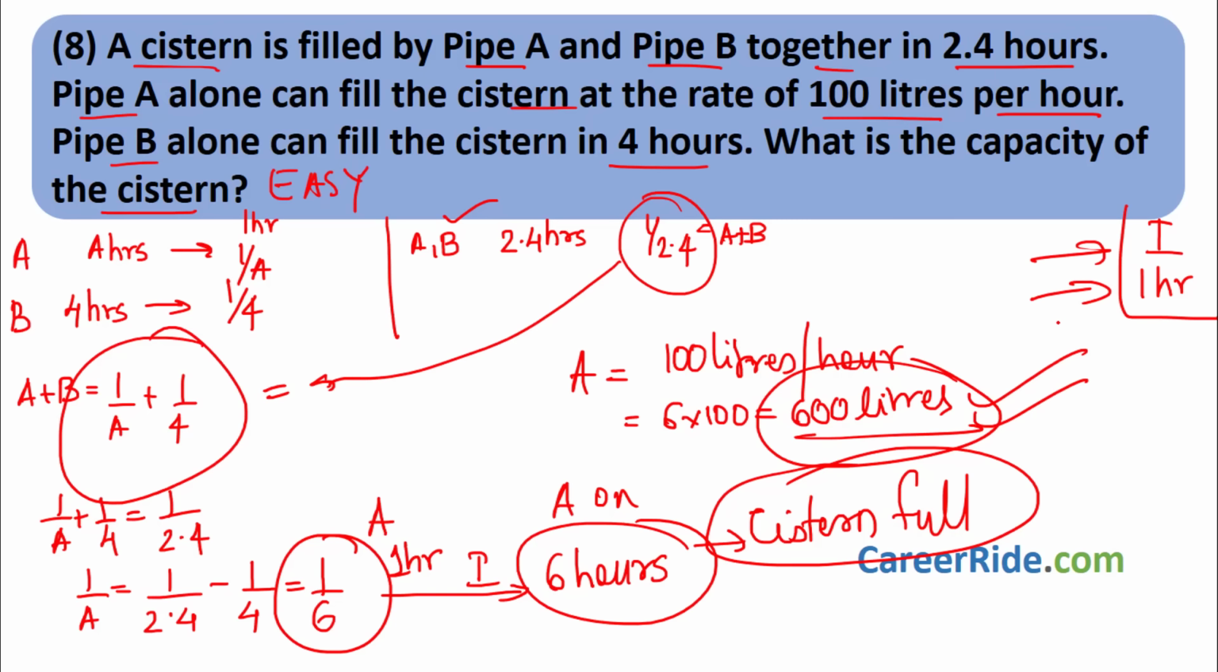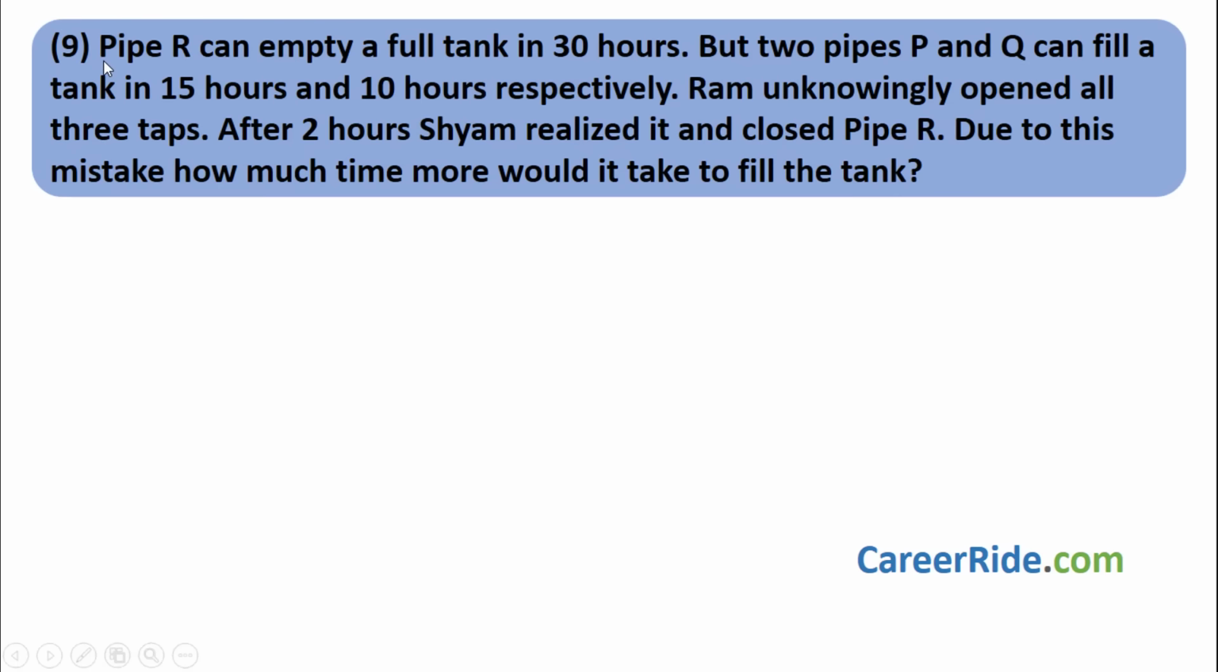Moving to question number 9. Pipe R can empty a full tank in 30 hours. But two pipes P and Q can fill a tank in 15 hours and 10 hours respectively. Ram unknowingly opened all three taps. After 2 hours, Sham realized it and closed pipe R. Due to this mistake, how much more time would it take to fill the tank?